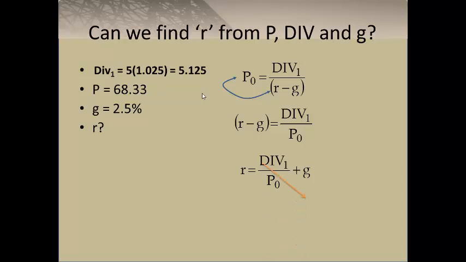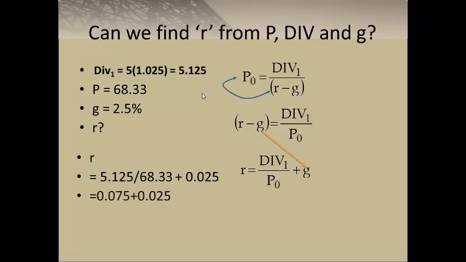So Div1 is 5.125. We know P0, which is 68.33, and we know g, which is 0.025. So when we simplify this, it becomes 0.075 plus 0.025, which is 0.1 or 10%. So remember from the previous slide, we had R as 10%, which gave us the price as 68.33. Here, we wanted to find out R from a price of 68.33, and we got the same answer as before.